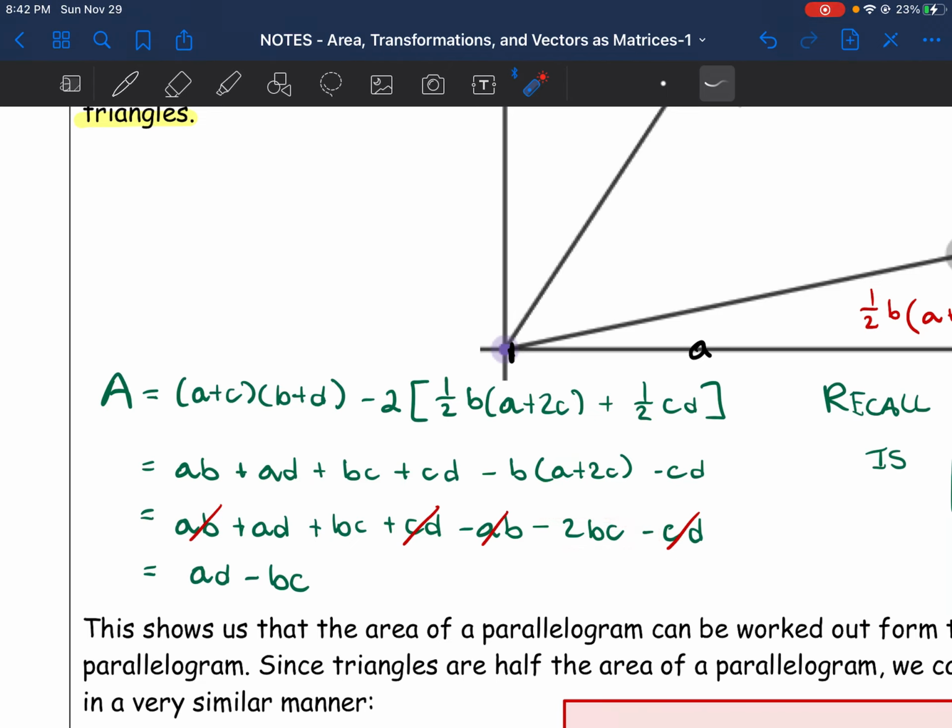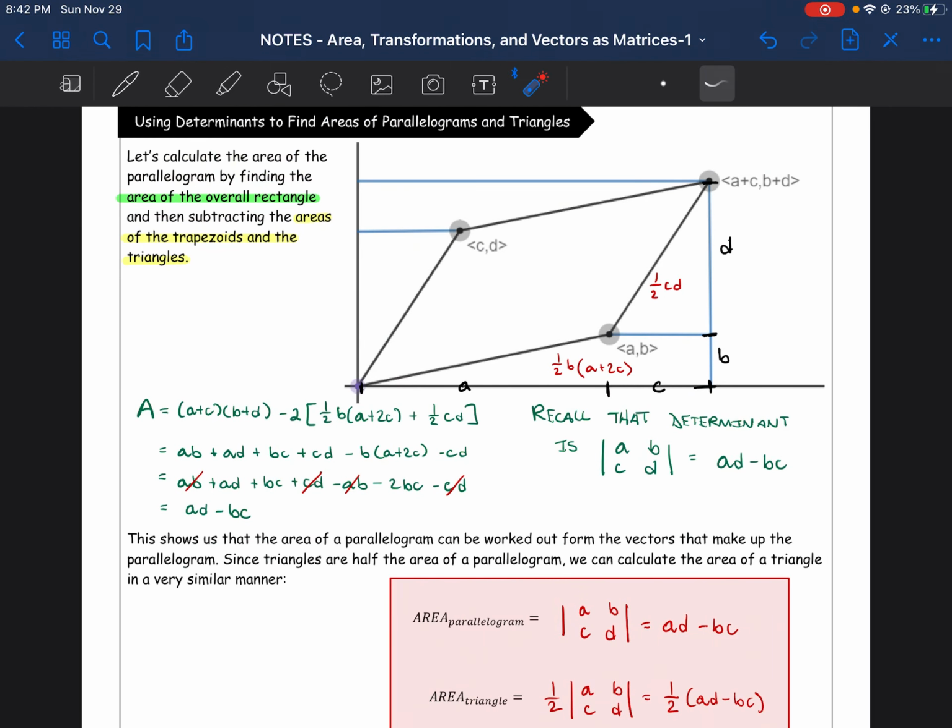And now let's watch a whole bunch of pieces cancel. This positive AB will cancel with this -AB. This positive CD will cancel with this -CD. And here's what we have remaining. AD, BC, and -2BC. Well, if this is 1BC and this is -2BC, if we combine those together, that's going to be -1BC. And then we had this AD from before. So we get AD minus BC. So the area of this parallelogram is AD minus BC.